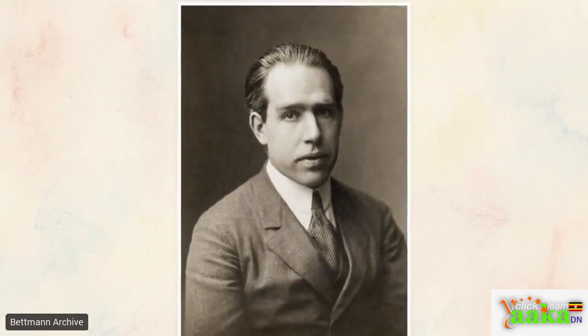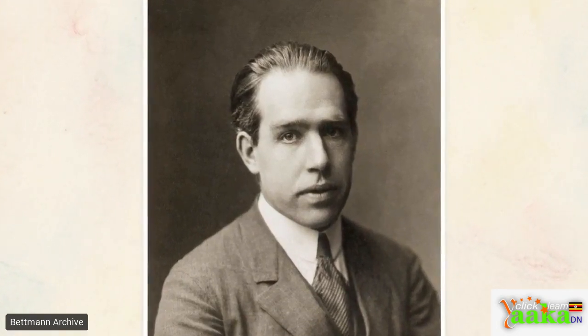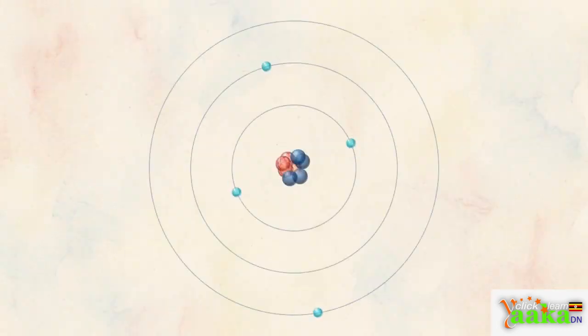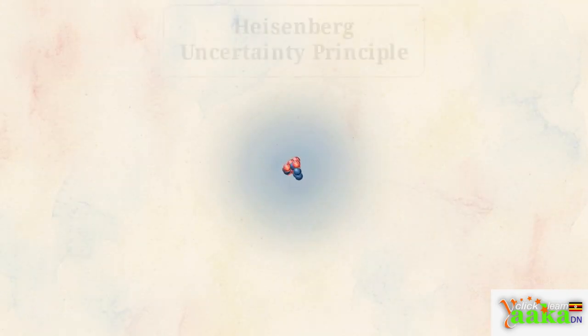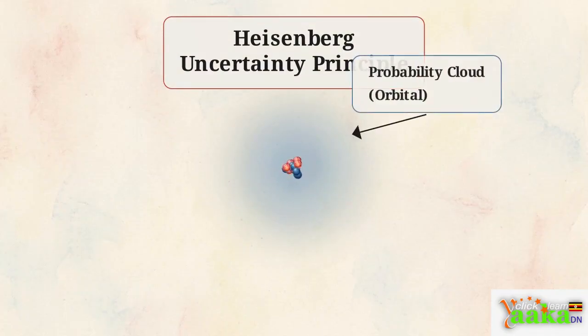Niels Bohr refined this by proposing that electrons orbit the nucleus in specific fixed energy levels. This planetary model explained why atoms emit specific colors of light rather than a continuous rainbow. By the 1920s, Schrödinger and Heisenberg realized electrons don't travel in neat rings. Because of the uncertainty principle, we describe their positions as orbitals, 3D regions where there is a high probability of finding an electron, creating a cloud around the nucleus.